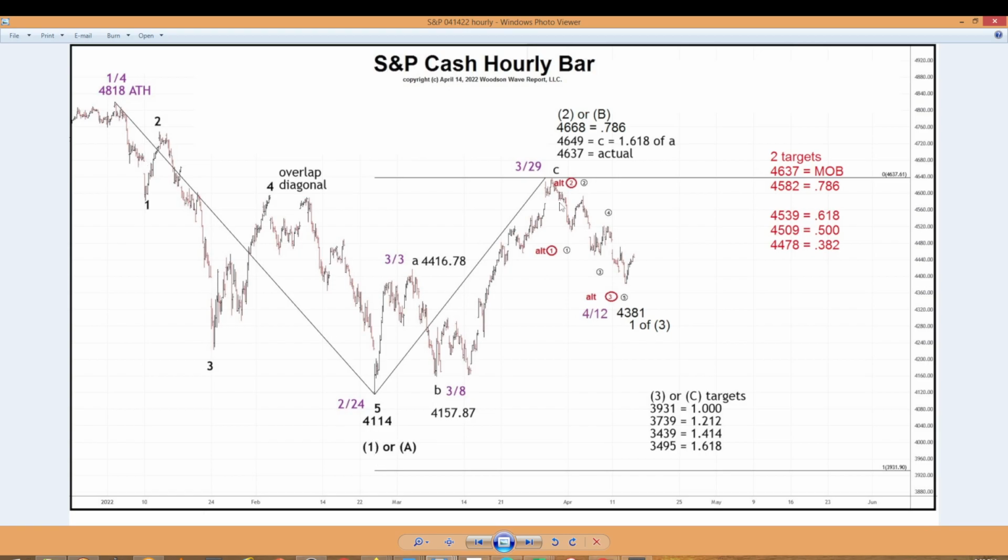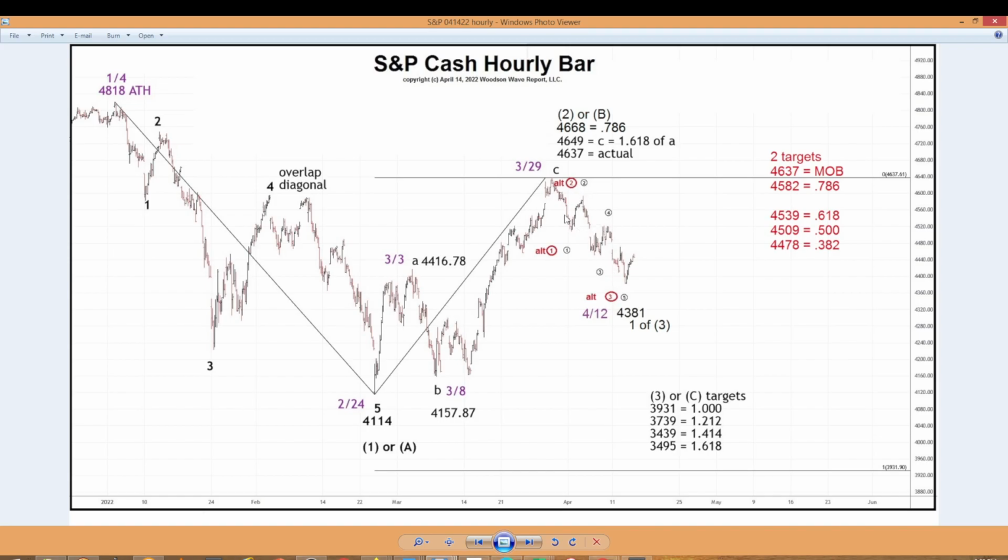There's your 1 or A down. There's your 2 or B up. And there's that thing breaking down. And here's where I had the possibility of this third wave extending, which is a strong possibility. We've got 1 down here, that's the same. 2 up here, that's the same. And then we got 3, 4, 5.